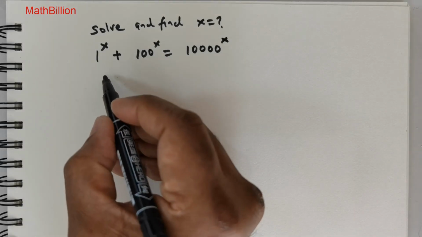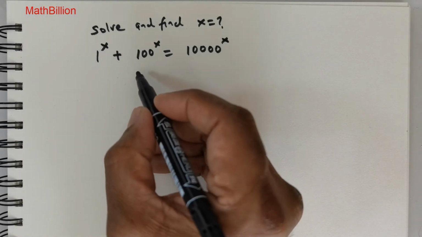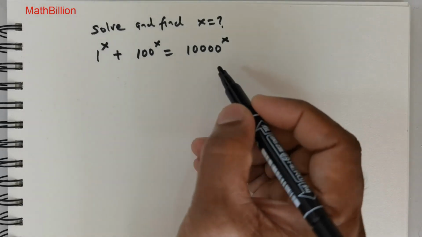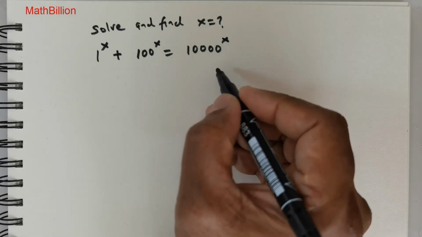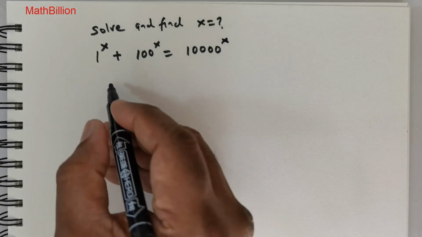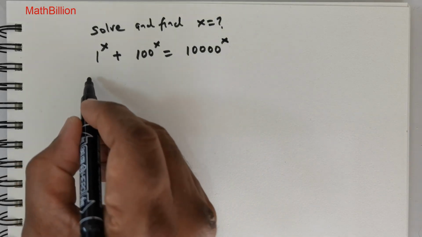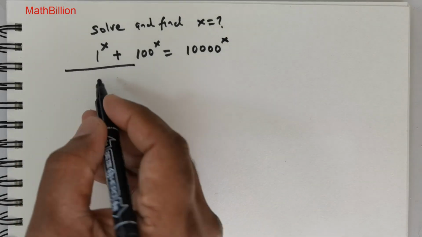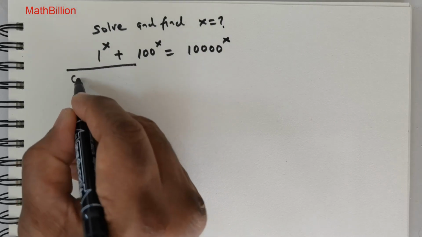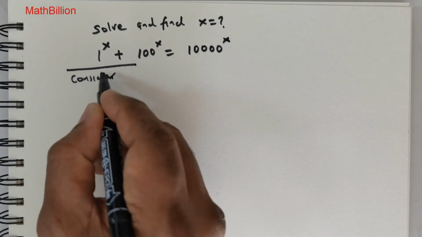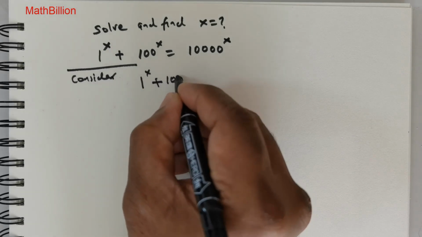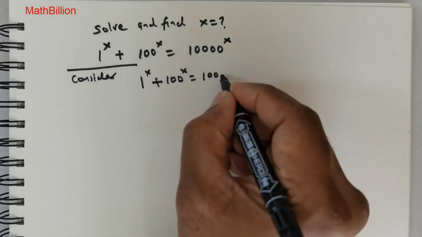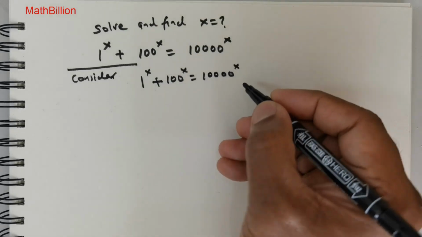How to solve 1 + 100^x = 10,000^x. So what we would be doing is, foremost, this is the question. We start off by considering 1 + 100^x = 10,000^x.